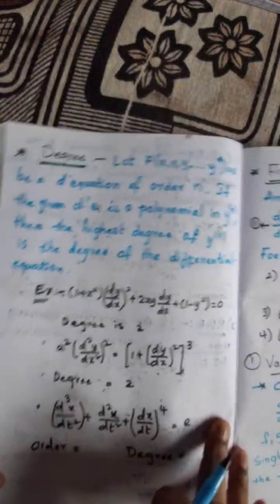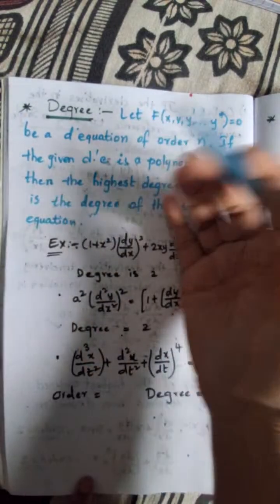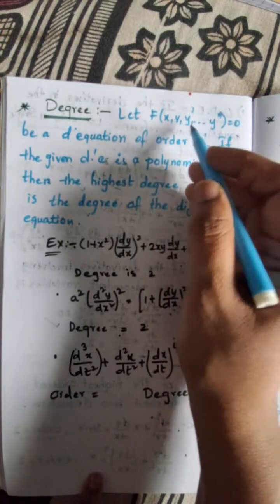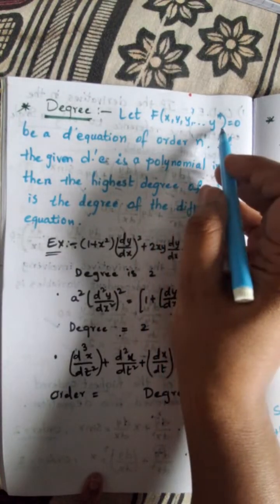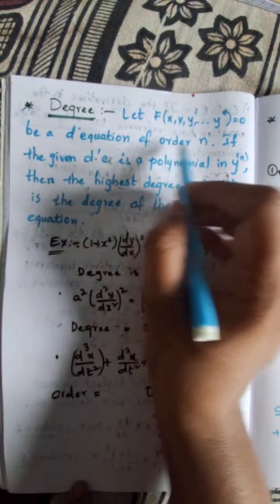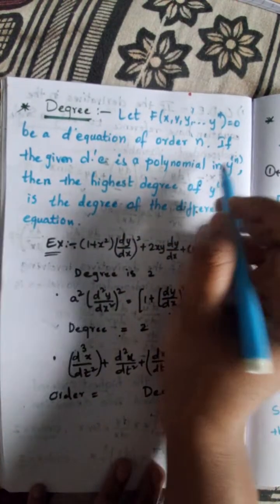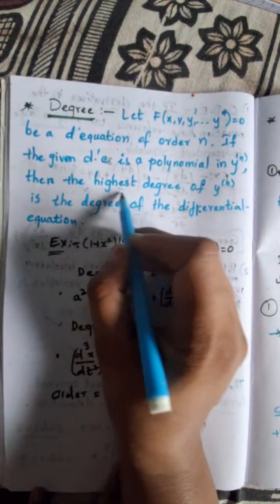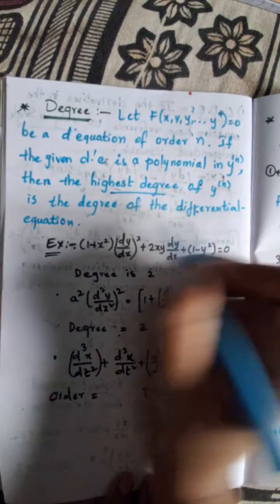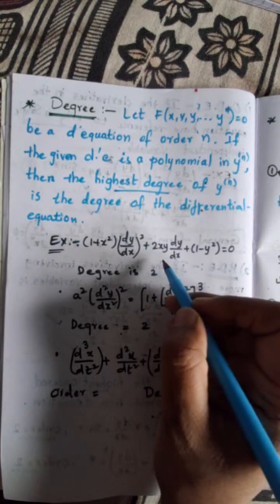Now let us see the degree of the differential equation. How to find out the degree of the given differential equation? Let f(x, y, y', ..., y^(n)) = 0 be a differential equation of order n. If the given differential equation is a polynomial in y^(n), then the highest degree of y^(n) is the degree of the differential equation.